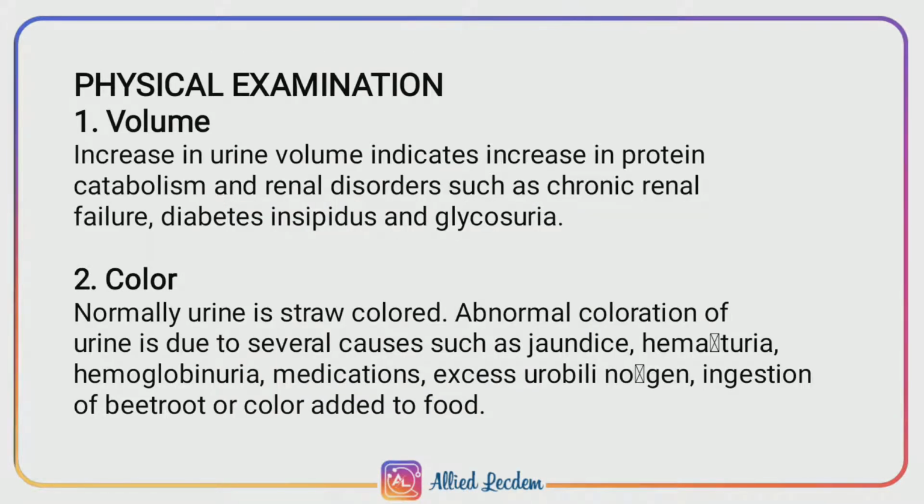Physical examination. Volume. Increase in urine volume indicates increase in protein catabolism and renal disorders such as chronic renal failure, diabetes insipidus and glycosuria. Color. Normally, urine is straw colored. Abnormal colorization of urine is due to several causes such as jaundice, hematuria, medications, excess urobilinogen and ingestion of beetroot or color added to food.